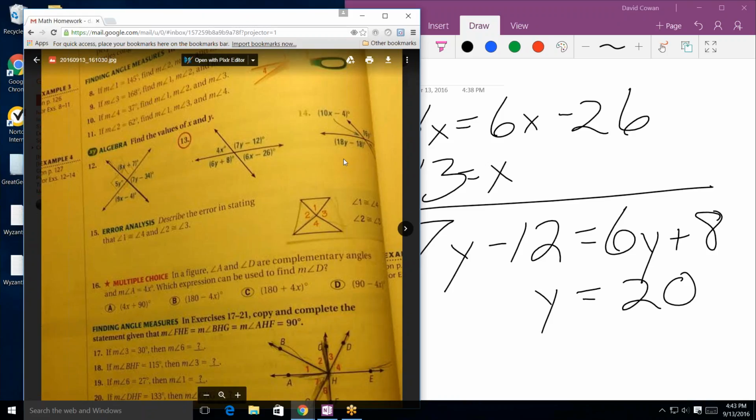How would I solve for y? 18y minus 18 equals 16y. Simple as that. The answer for x and y, you're going to get by solving a very, very simple algebraic equation. Okay?